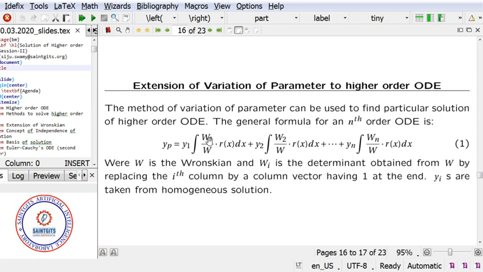Then there is one more thing you have to identify, that is what w1 and w2 etc. are. So w1 is actually obtained from w by some change in the first column. w2 is actually obtained from w by some change in the second column. Like that, wn is a new determinant obtained from w by some change in the nth column. I will explain what the change is with a problem.